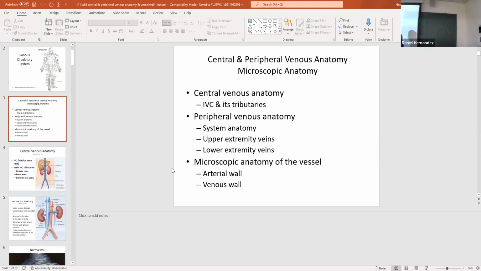All right, so this week we're going to start looking at the venous anatomy. This is just, again, a little introduction into the central and peripheral venous system and the anatomy of the vessels. We discussed first the central venous anatomy, the inferior vena cava, the IVC, and its tributaries. Then we'll focus on the peripheral venous anatomy, and then a little bit of the microscopic anatomy of the vessel walls, comparing again the arterial and venous vessel walls.